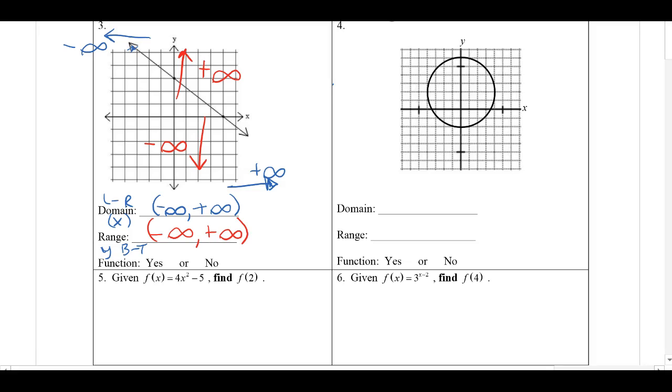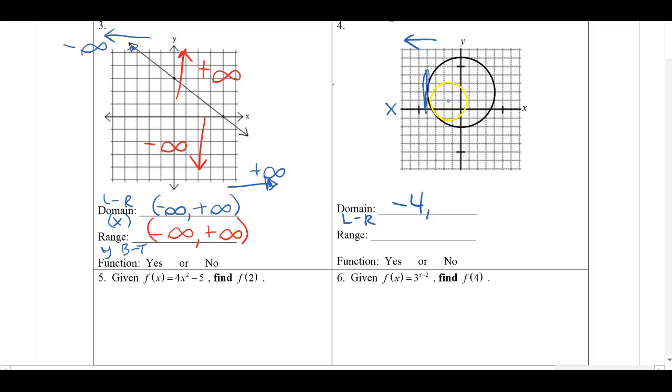Okay, now for number 4, this circle. We always start going from left to right, or from negative to positive. Does this go to the left forever? No, it doesn't. It stops right here, right on this circle. It doesn't go any further to the left than that point, and that point on the x-axis is -4.